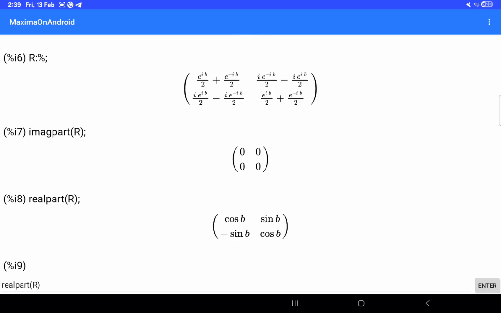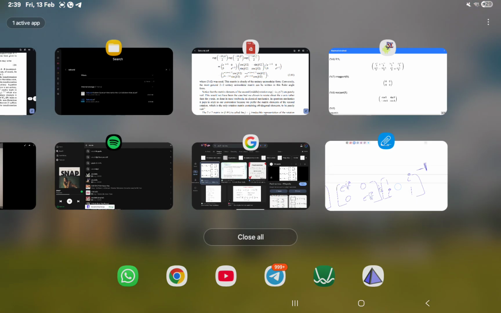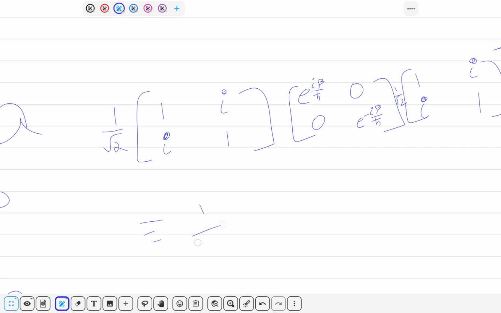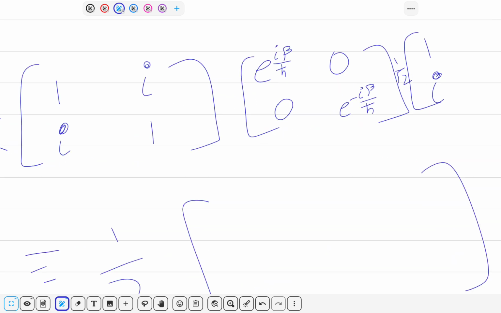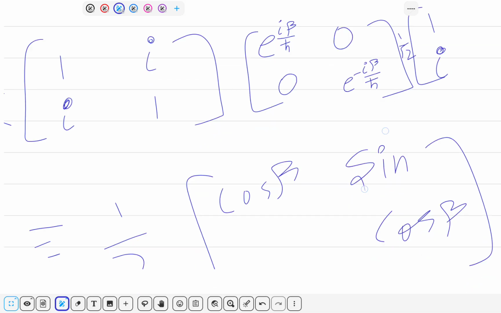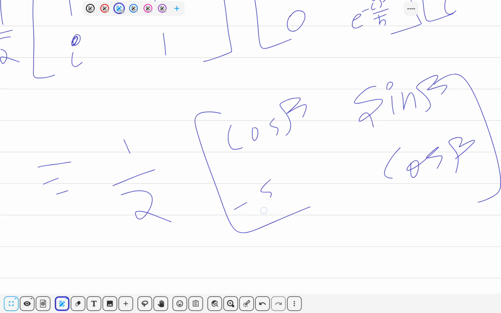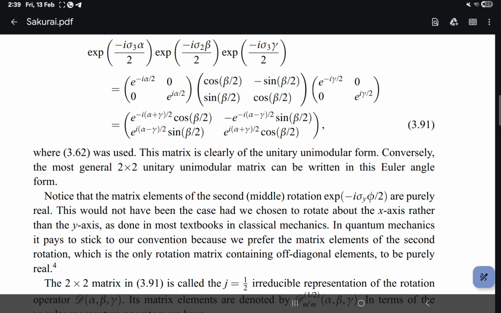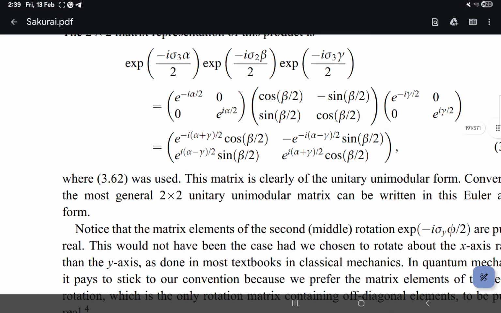So what is it again? Cos, sine, minus sine. Let me write this down. Half of cos beta, sine beta, minus sine beta. So yeah, we did it. So we get this in the end.